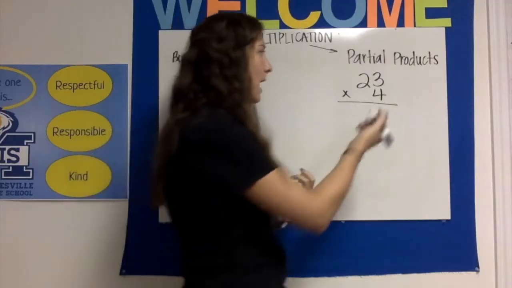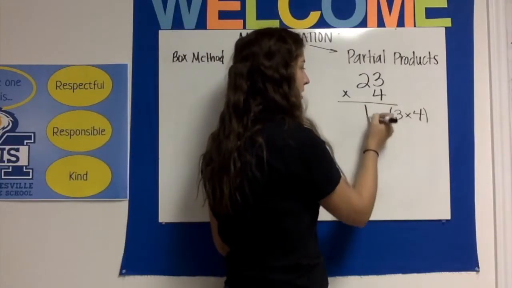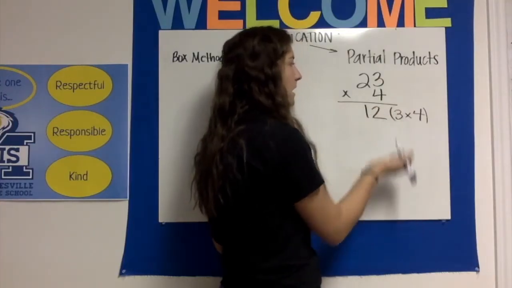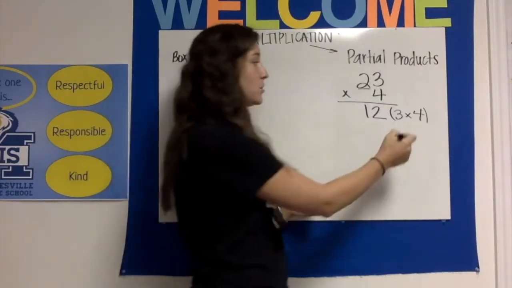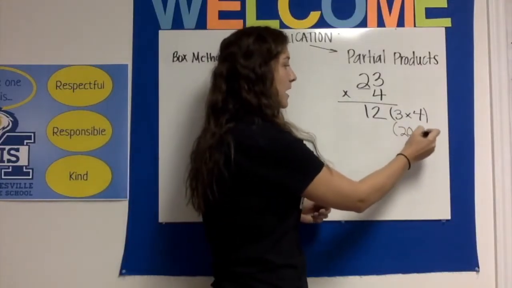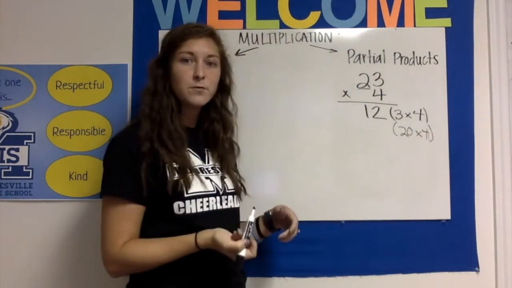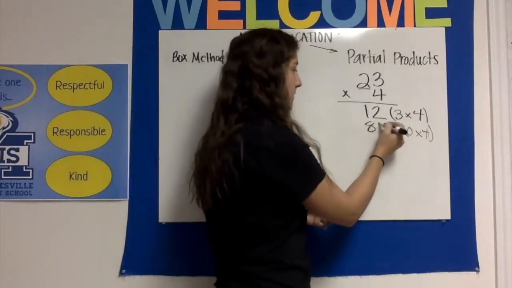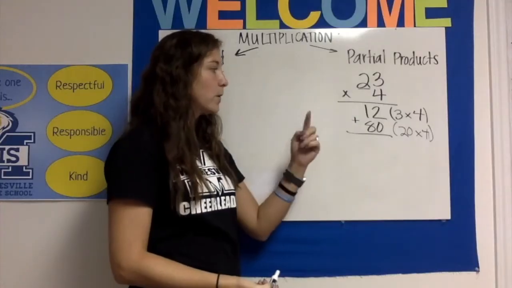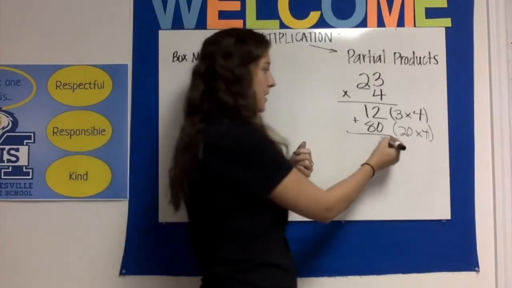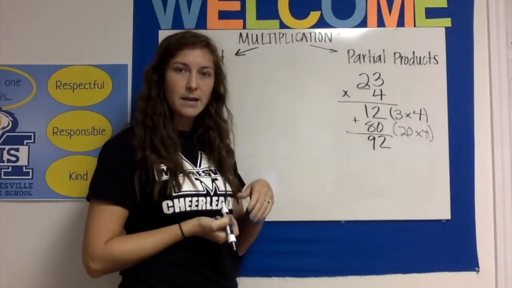algorithm. So I would have to do 3 times 4, which I know is 12, and then because this 2 has a value of 20, I would have to do 20 times 4. And 20 times 4 is 80. So from here, I would have to add that up and do 12 plus 80. So when I go to add that, I have 92 there as my answer.